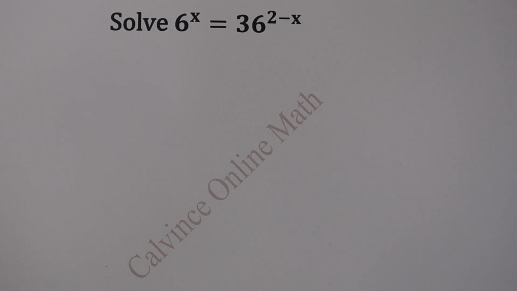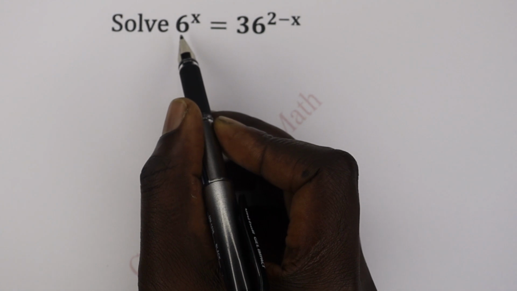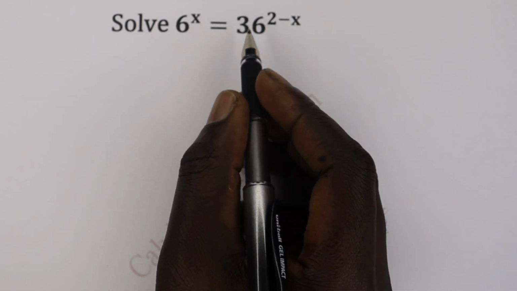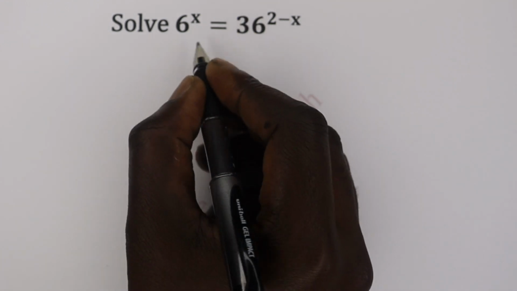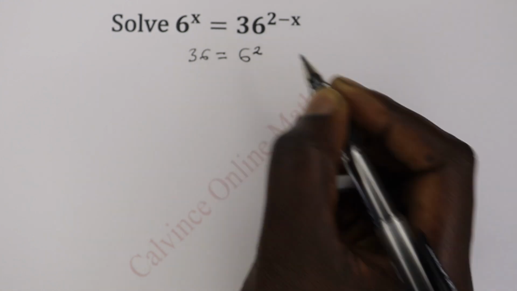Solve 6 raised to power x is equal to 36 raised to power 2 minus x. So the first thing we're going to do is to make the bases on both sides equal. So what we do is rewrite 36 as 6 raised to power 2.